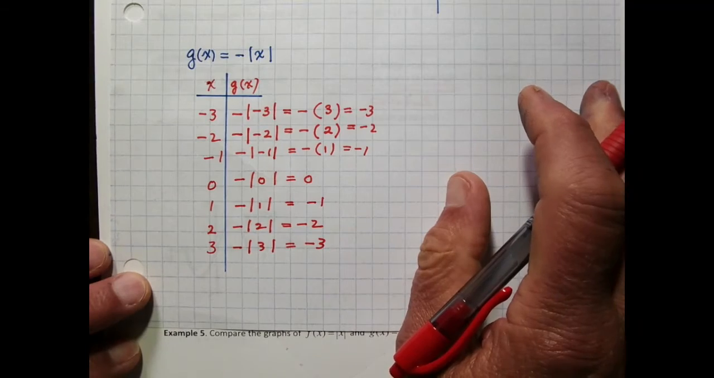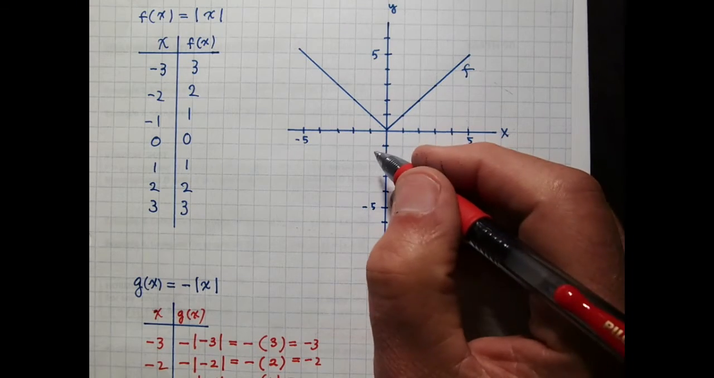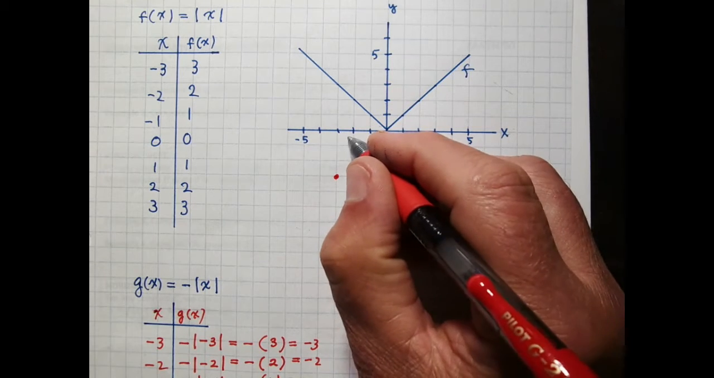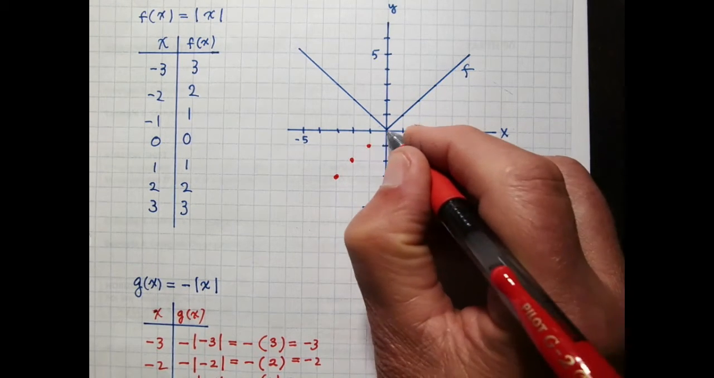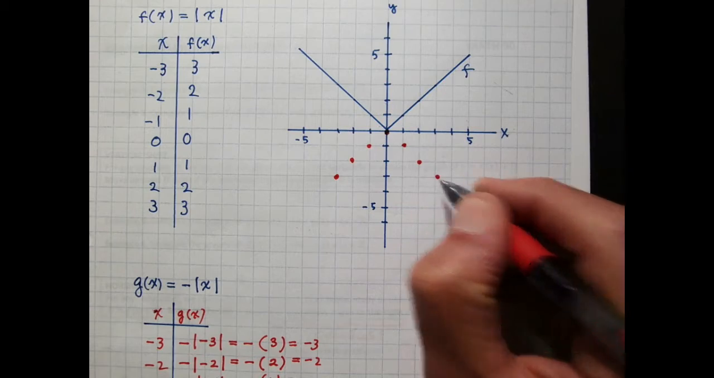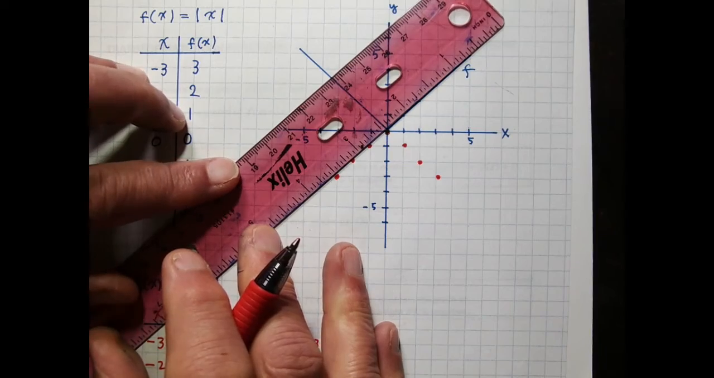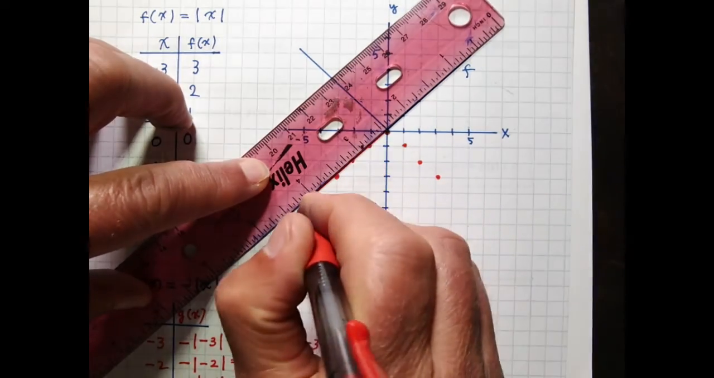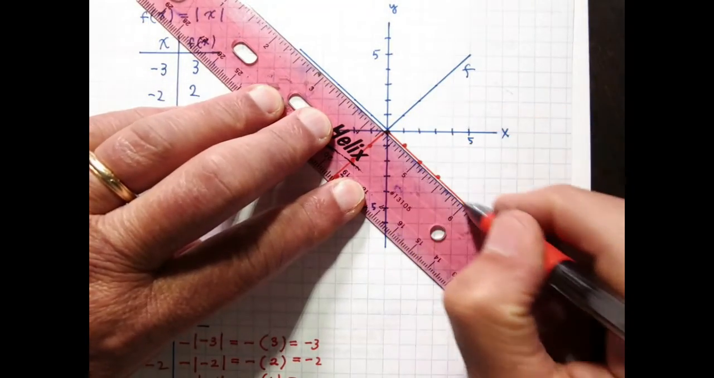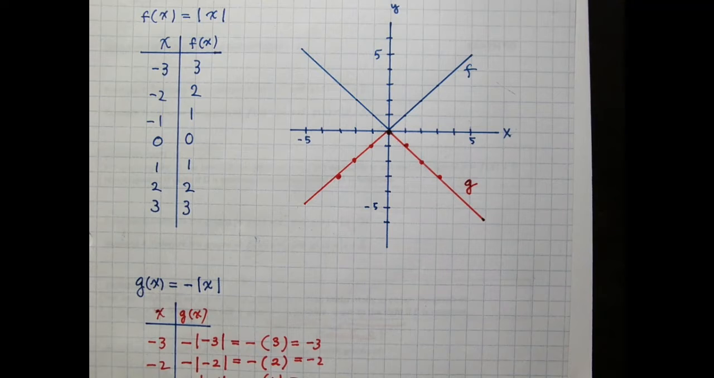Let's go ahead and plot these points up on our graph grid where we already have the function f. So I have -3, -3, -2, -2, -1, -1. I have 0, 0. I have 1, -1, 2, -2, 3, -3. So I'm getting a point, but it's an overturned V-shaped point, right? So the graph of g, again, is sitting below the x-axis.